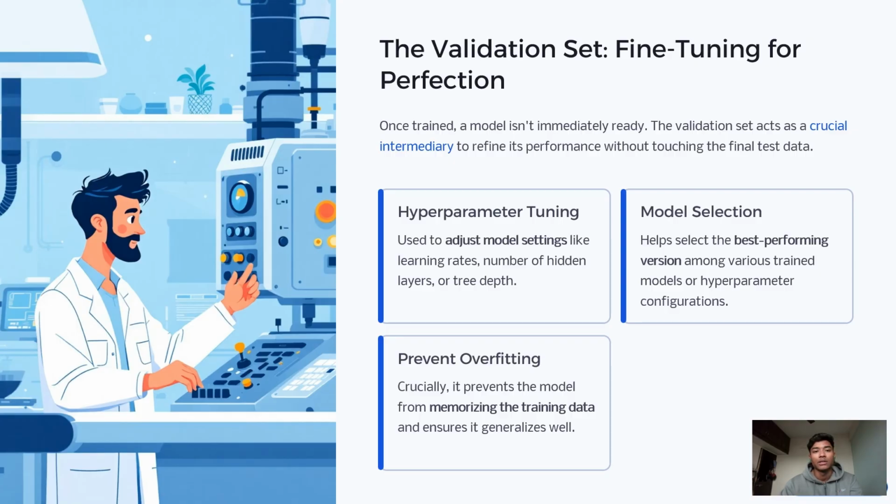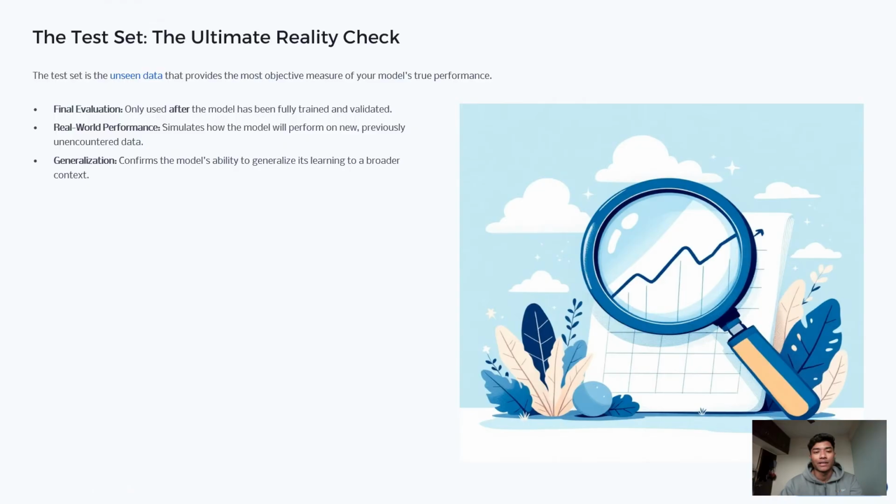Now the test set. The test set is like the final exam. The model should never have seen this data before. We only use it once, after training and validation are done, to measure how well the model performs on completely unseen data. This gives us a fair estimate of how the model will behave in the real world.